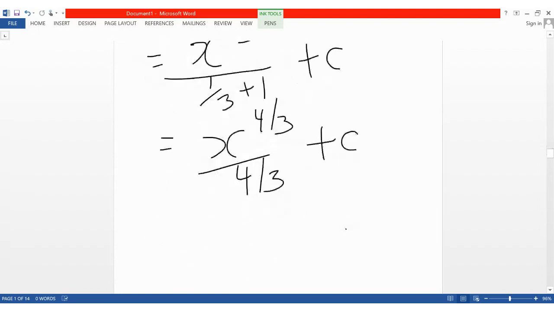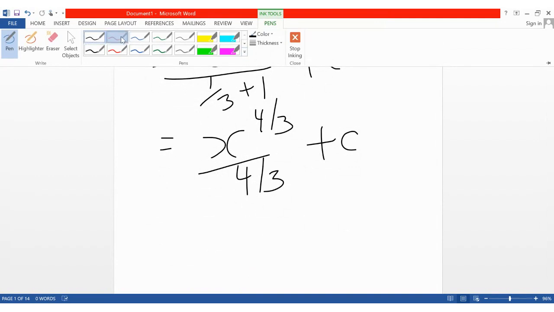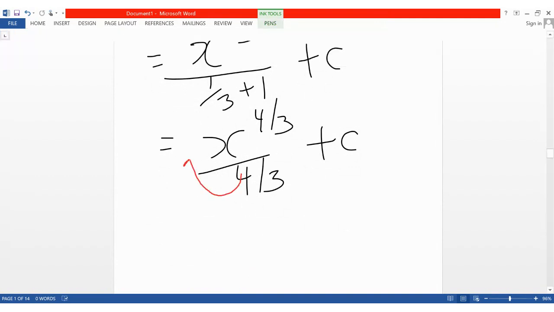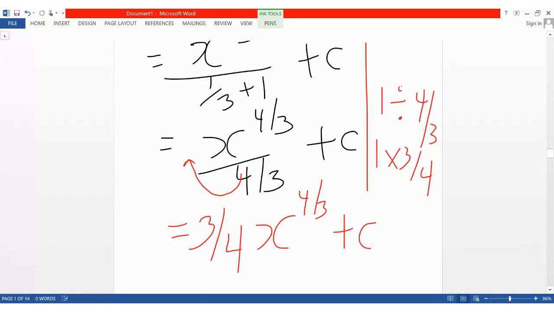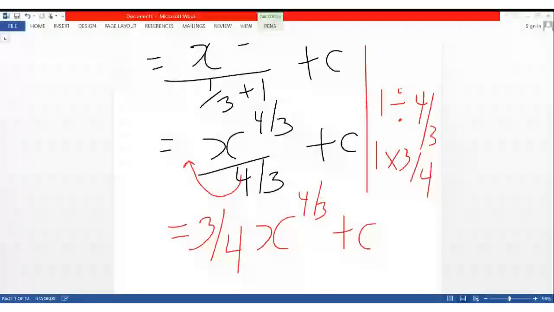I can simplify further. This one, the 4 over 3, will come up as the reciprocal, 3 over 4, x 4 over 3 plus c. Remember 1 divided by 4 over 3 is the same as 1 times 3 over 4, and that's what I have, 3/4 there. Anyone who needs clarification on those two that I've introduced?